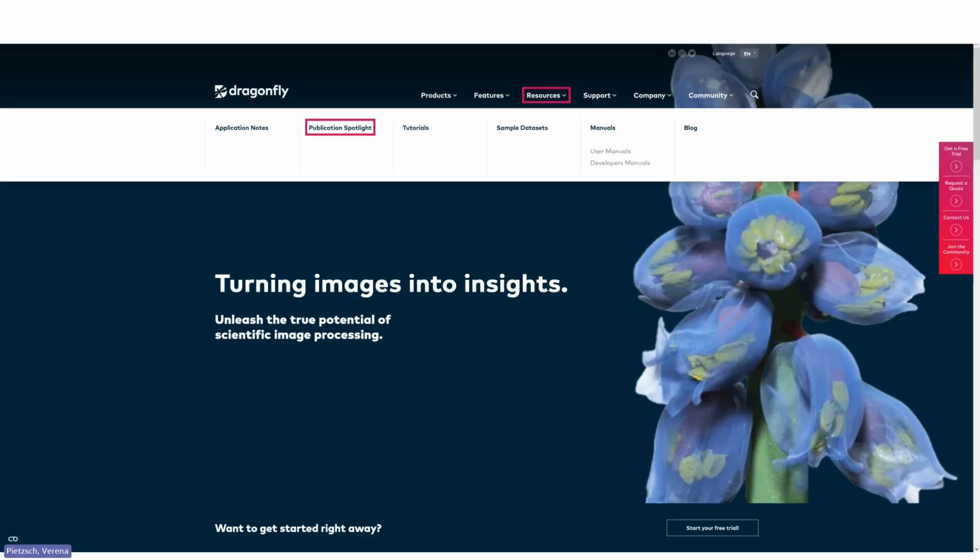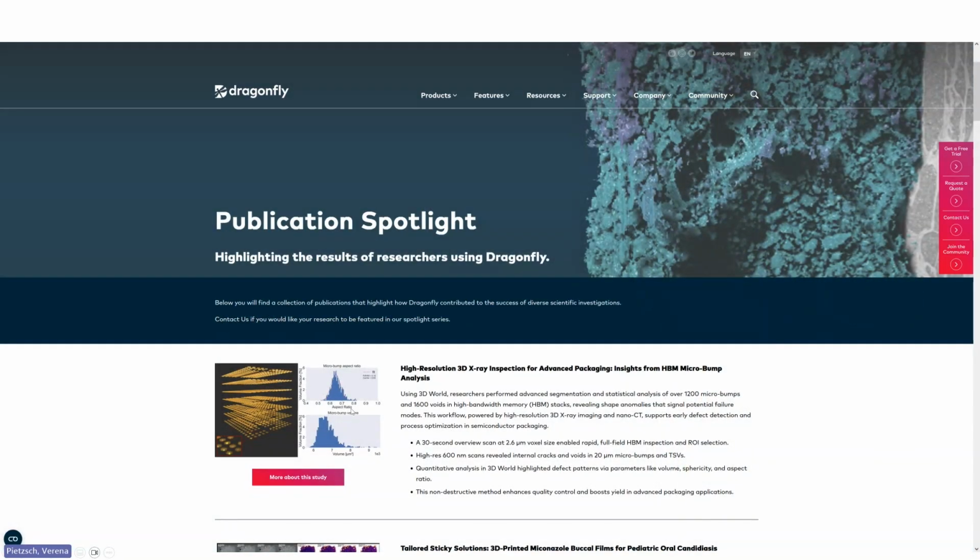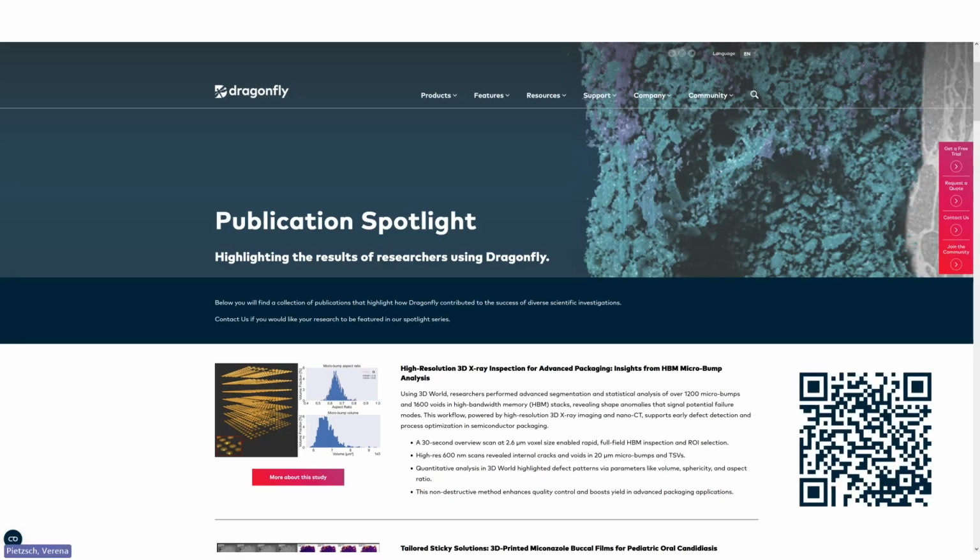It is also very beneficial for us to see what all the users in academia out there, using a free of charge 3D license for non-commercial purposes, are doing and producing with the software. You find the publication spotlights, as said, on the resources tab on our website. When you go to publication spotlight, you end up here. This is a very recent publication that we highlighted in the spotlight. It was just published a week ago.